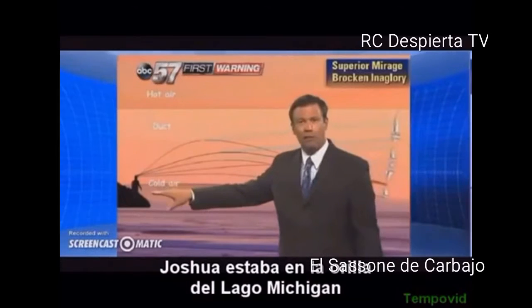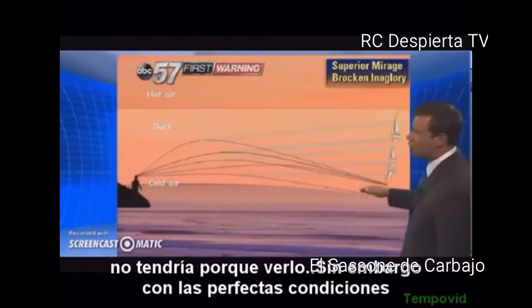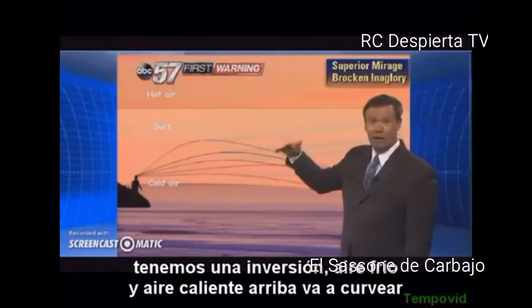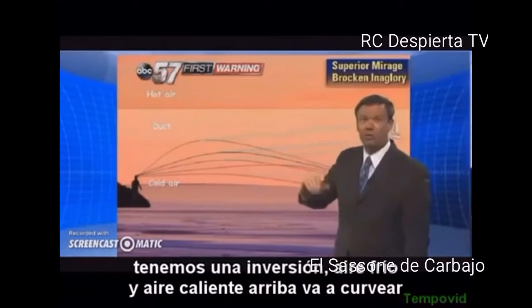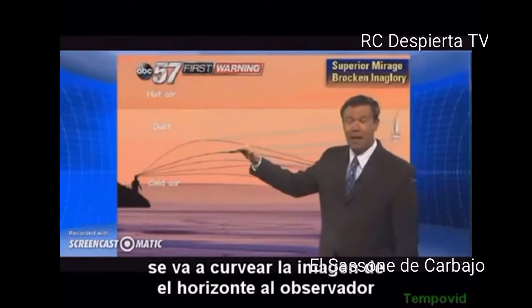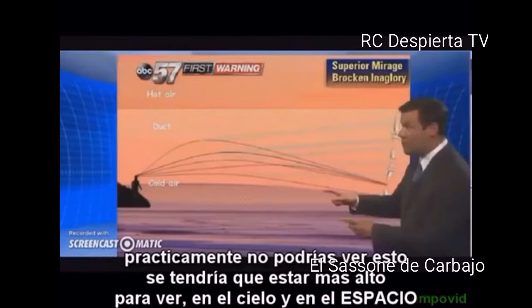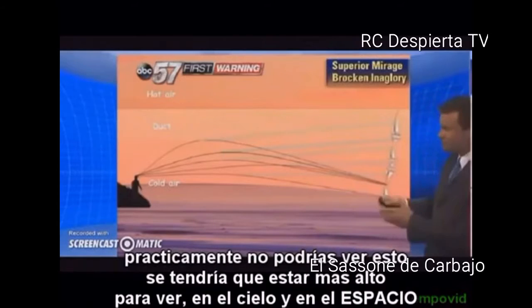So Joshua was on the Lake Michigan shore. He was looking towards the west, and Chicago's beyond the horizon. Should not be able to see it. However, with the right conditions, we have an inversion. We have cold air near the cold lake water and some relatively warmer air above it. This will bend the image of that skyline back towards the viewer. And so typically we would not be able to see this. This image would be viewable from much, much higher in the sky, up in space.